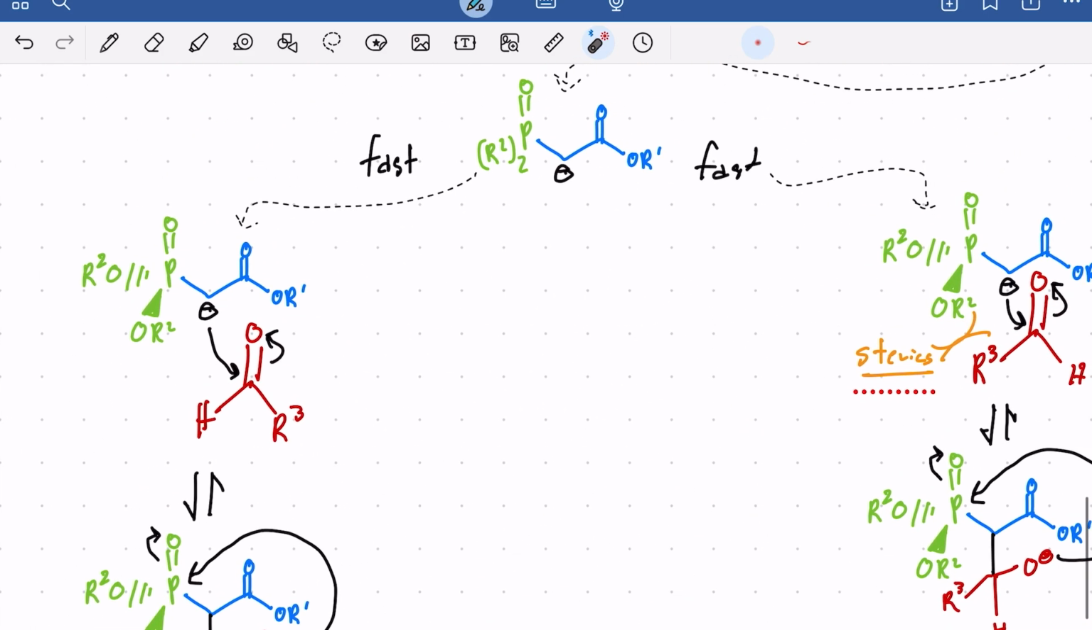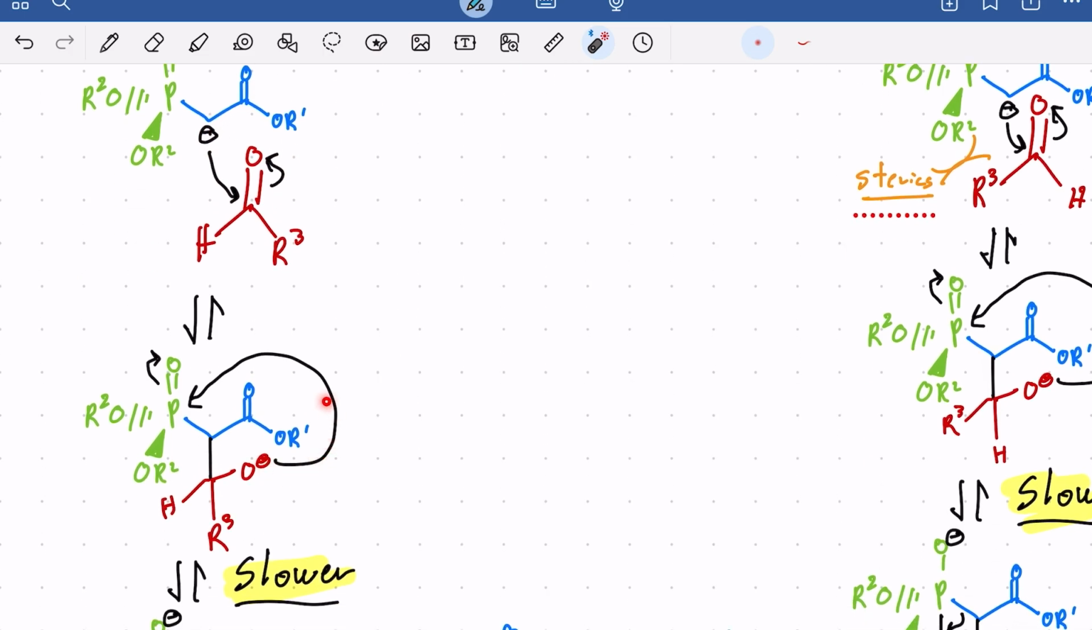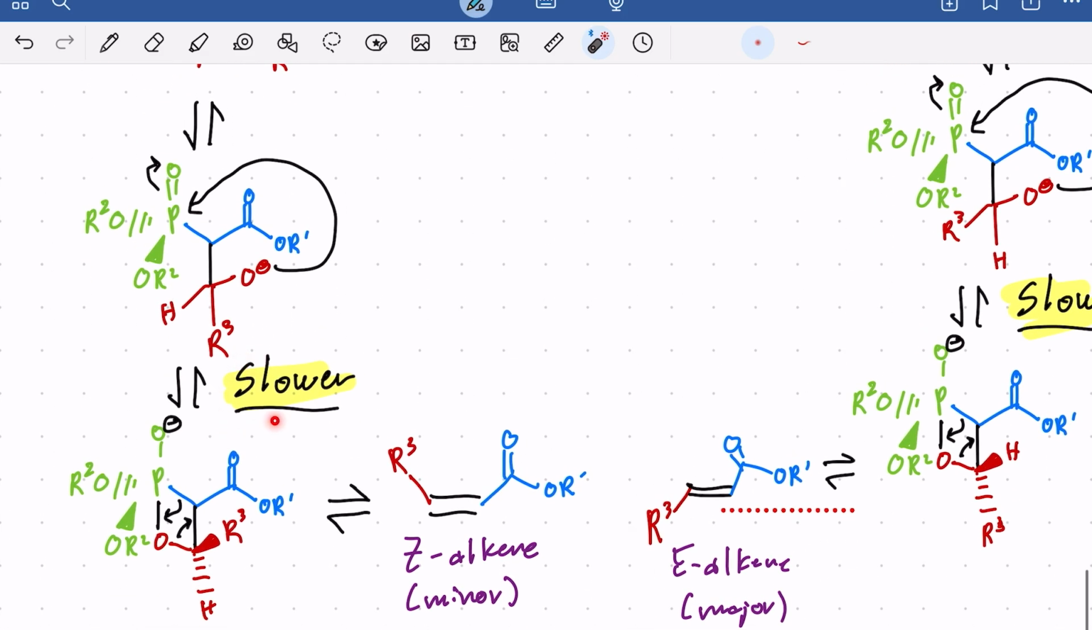So for the minor form, same idea, having this alpha carbon's electrons attack the carbonyl center, move up to the oxygen. Oxygen attacks the phosphate. Electrons move up to the oxygen. However, this is considered slower, and this is where the selectivity occurs. And the cyclic ring structure is formed, rearranged, and it makes the Z alkene, due to this R group being toward and this one being away, makes the E versus the Z, and that's where you get the selectivity.